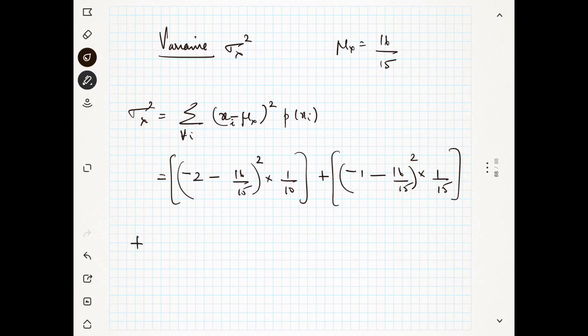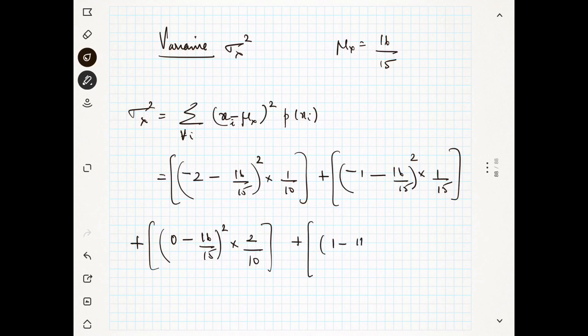Then plus, the next random variable was 0 minus 16 by 15. Then you have to take the square, and the probability was 2 by 10. Next you have the random variable 1 minus 16 by 15. You have to take the square and multiply with the probability.